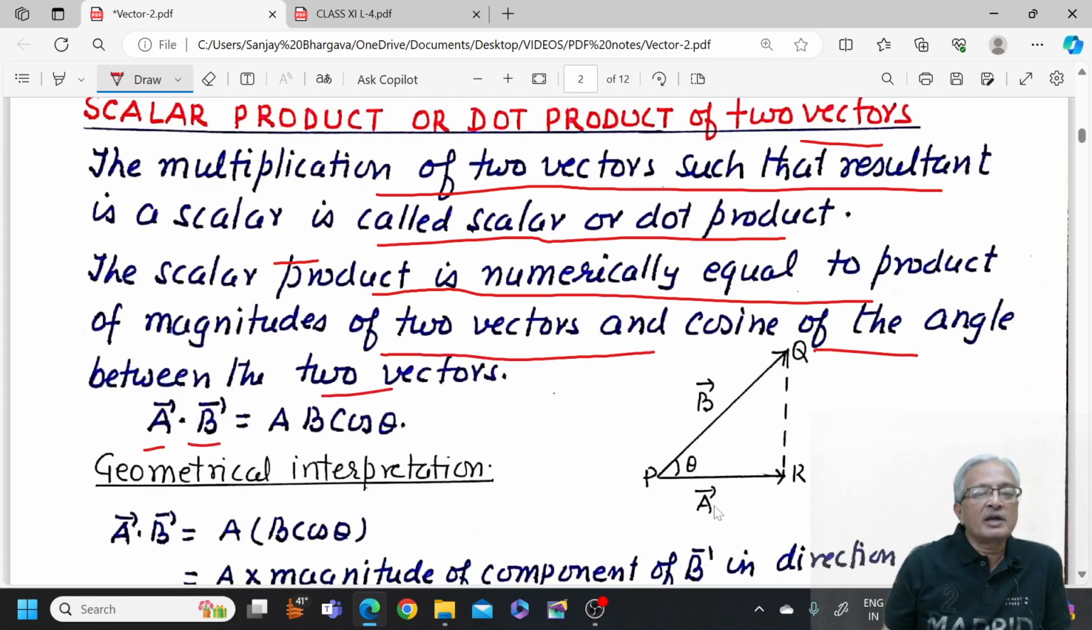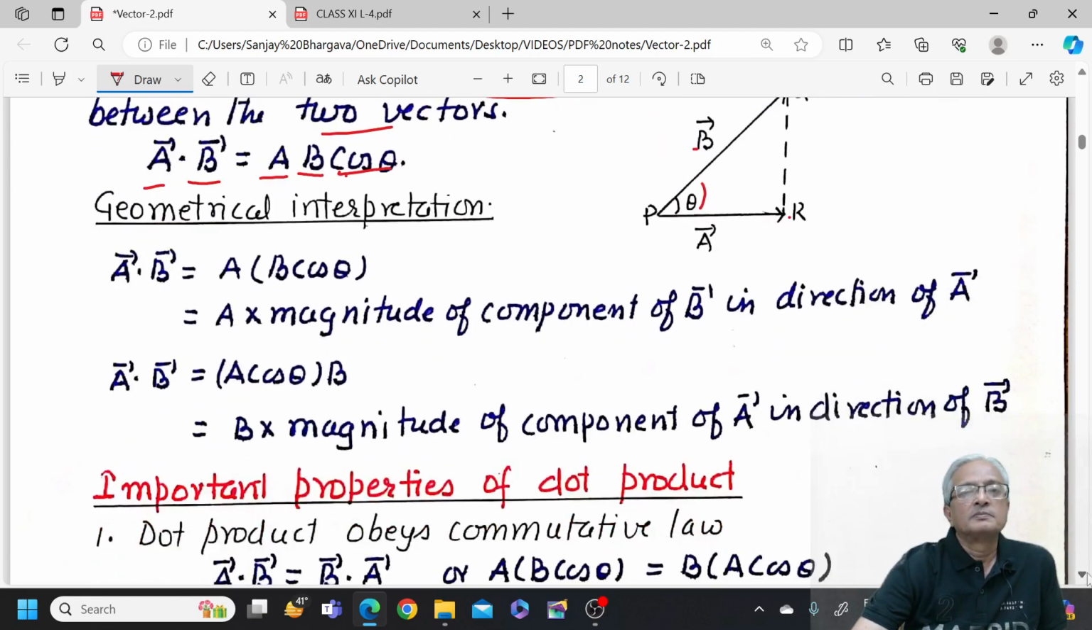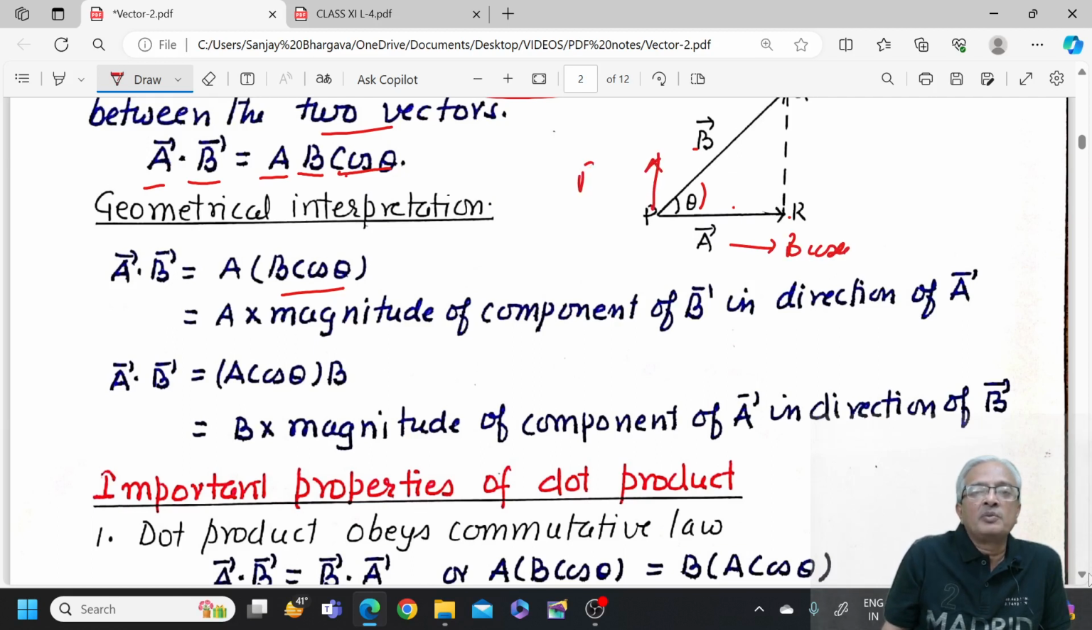That is, how do I define the dot product? A vector dot b vector is equal to magnitude of a, magnitude of b, and cos of the angle between the two vectors. So here we have a vector a represented by PR, another vector b as here, and the angle between the two vectors is theta. Let us provide a geometrical interpretation to the dot product. Here a dot b can be written as a into b cos theta. Now if I resolve b, then this component of b would be equal to b cos theta, and the perpendicular component would be equal to b sin theta.